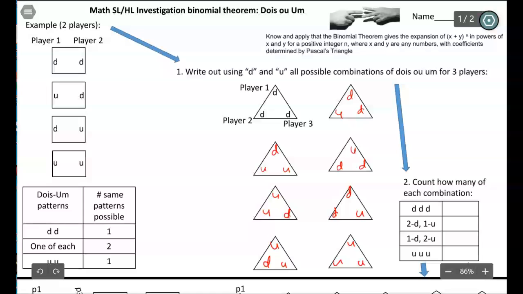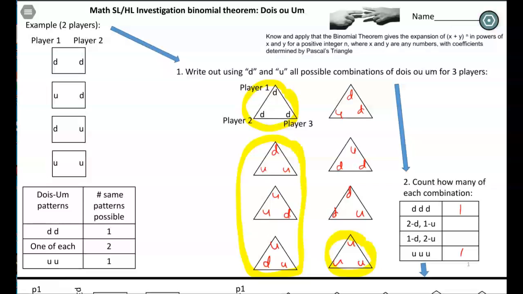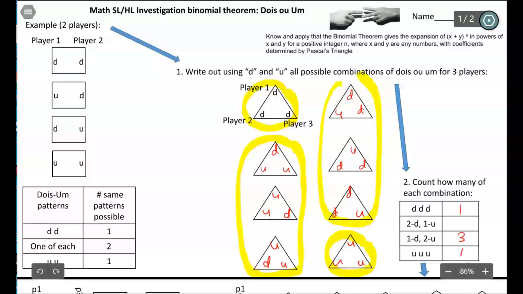So first of all, how many different ways are there to get dois, dois, dois? That would be just 1, right? How many different ways are there to get 3 ums? That would be just 1 scenario also. How many different ways to get 2 dois and 1 um, or 1 dois and 2 ums? There are 3 different ways to get that. And then what about for 2 dois and 1 um? There would be 3 different ways to get that. Interesting. So this forms a pattern 1, 3, 3, 1. The first one formed a pattern 1, 2, 1.